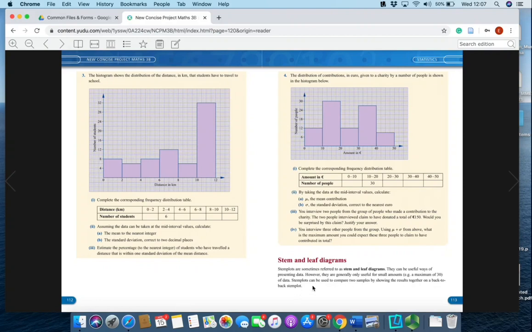Why would you use a stem and leaf instead of a histogram? Well, if you think of a histogram, you don't know the exact values because they're grouped into intervals. In other words, these 6 students here that travel 2 to 4 kilometers to school, I don't know if they're 2 kilometers, 3, or 3.5, or 4. I just know they're somewhere between 2 and 4. The benefit of a stem and leaf diagram is it gives you the exact values. So if you care about the exact values, then you're better off with the stem and leaf diagram above a histogram.